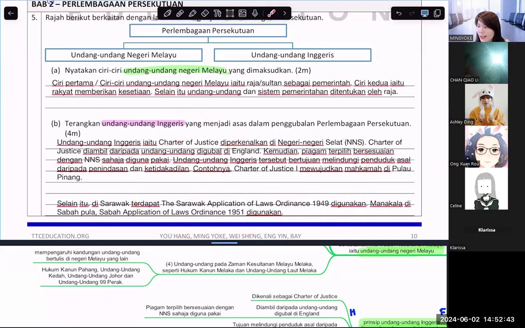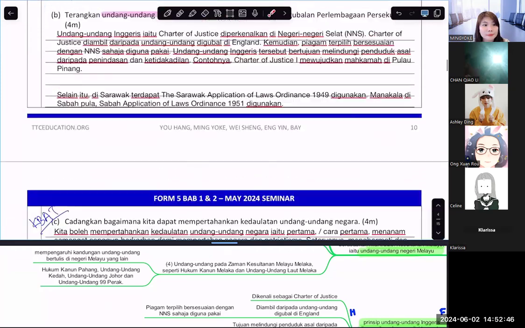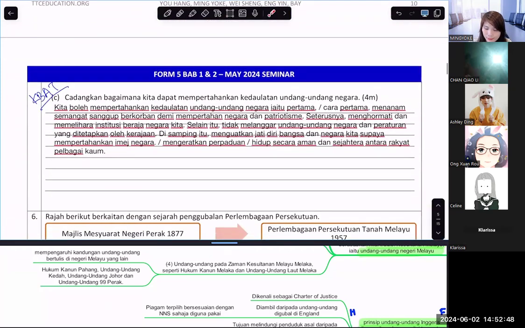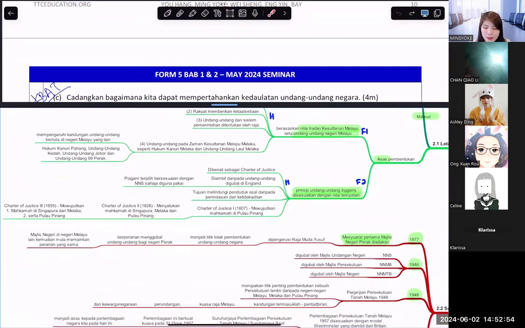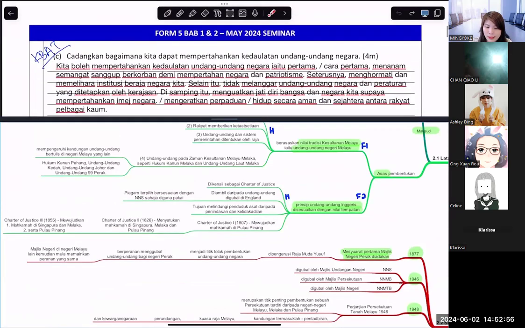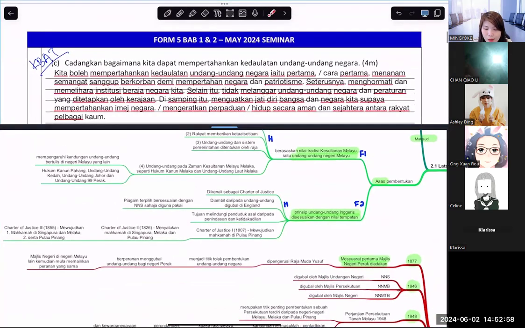Okay, now next page, guys. But suggest how do we defend our sovereignty? How do we defend? That one is your own idea. Then you write, kita boleh mempertahankan kedaulatan undang-undang negara, iaitu pertama. Or you can directly give a straight answer because it's structure.